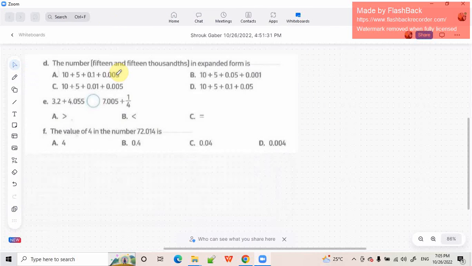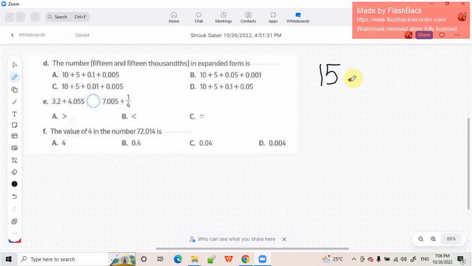Look here. Here he wanted to choose the correct answer. The number is 15 and 15,000 in expanded form. Okay. First step, write a number in standard form. I will write question number D. Okay. Write a number in standard form. How can we write a number in standard form? He said 15 and we know 'and' means decimal point. Okay. 15, that means I have in whole part 15.